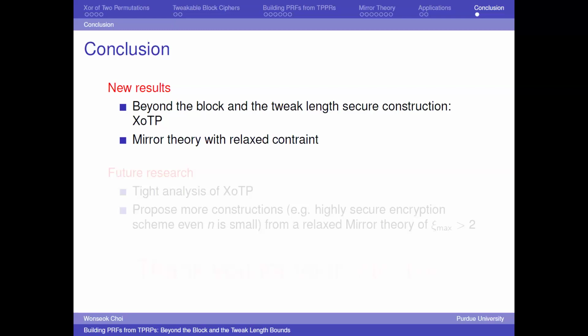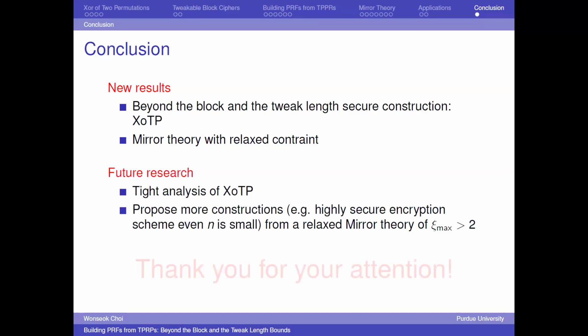So this is the last slide. What we did was make a construction secure beyond the block and tweak length, called XOTP, and we developed mirror theory to prove its security. Future research is, of course, doing a tighter analysis of XOTP. And I expect that if we can make a relaxed version of mirror theory for ξ_max larger than 2, then we can propose a construction which is more secure or even more efficient. And then, yeah, this is the end of my presentation. Thank you for listening.